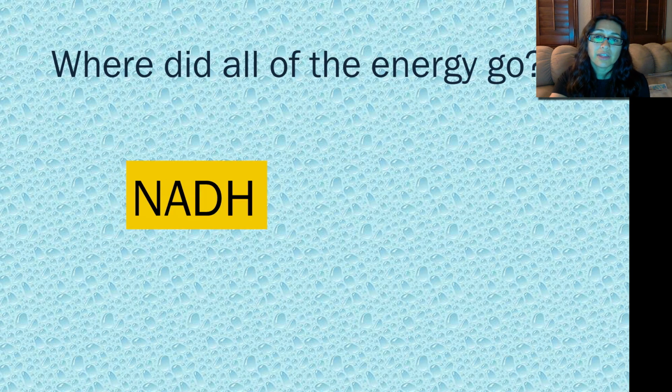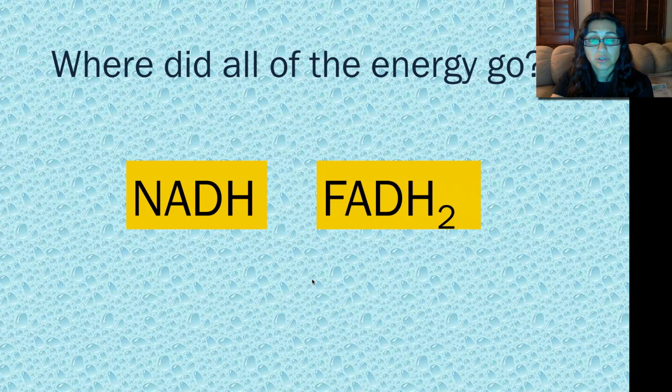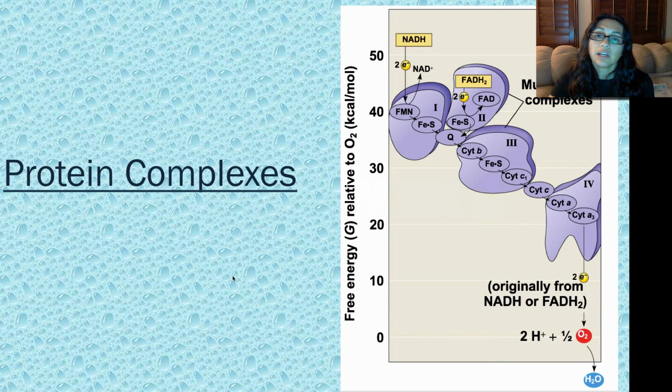So where did all the energy go? To the NADH. So NADH and the FADH2 are what are holding on to the energy at this point. So we're counting on these in our last step, in our stage 4, to get the energy out of and make finally our ATP. In order to understand the last stage, remember protein complexes.